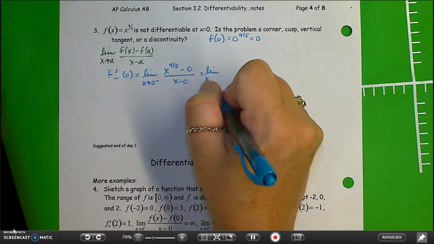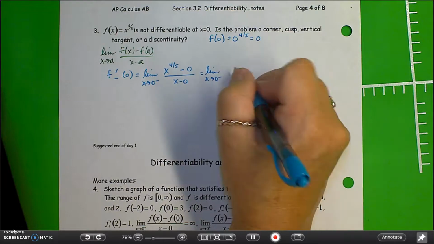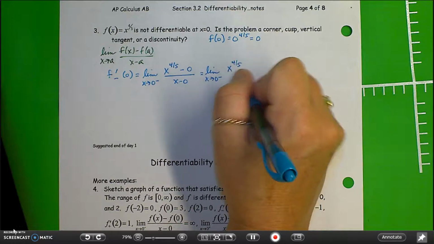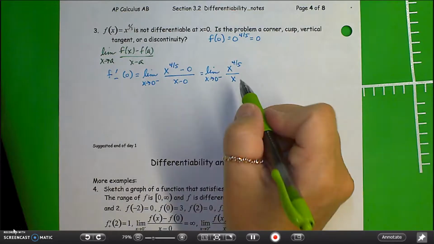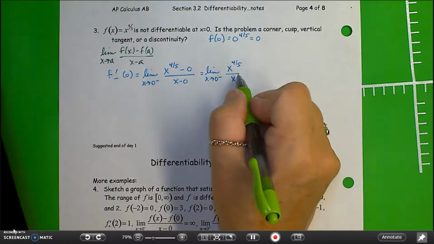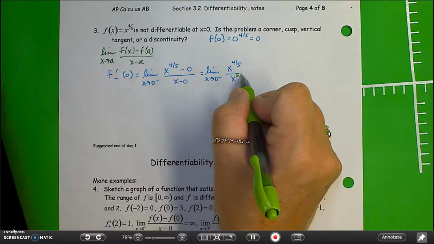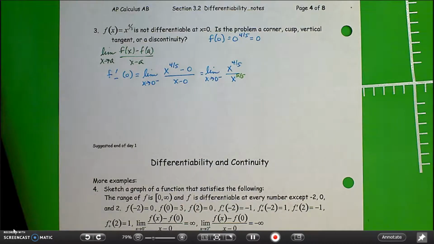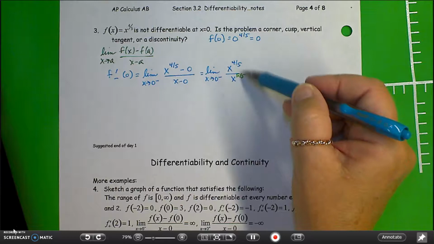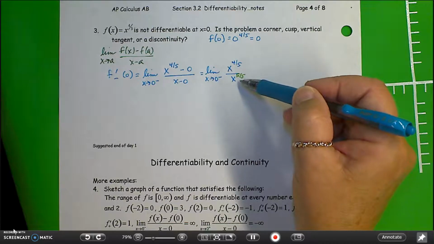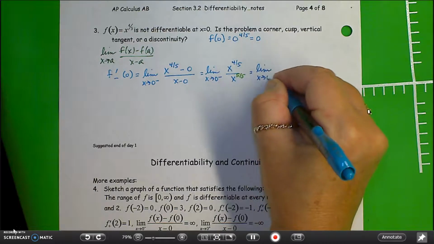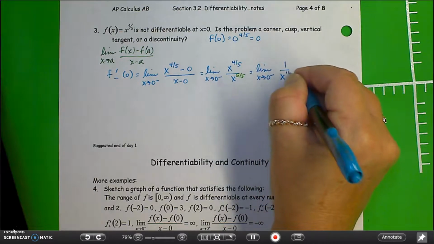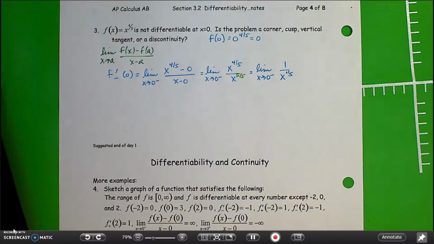Okay, this gives me the limit as x goes to 0 from the left of x^(4/5)/x. And I want to simplify those exponents. This is just the exponent of 1 in the denominator. I'm going to write that as 5/5. And I can think about this as there's a higher power in the denominator by 1/5. So I'm going to rewrite it as 1 over x^(1/5). So it's the 5th root of x.